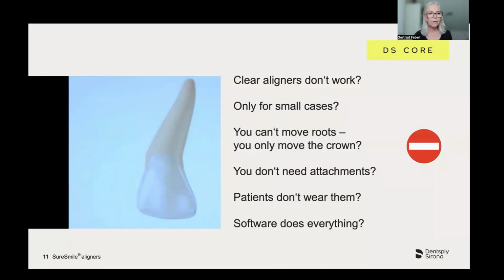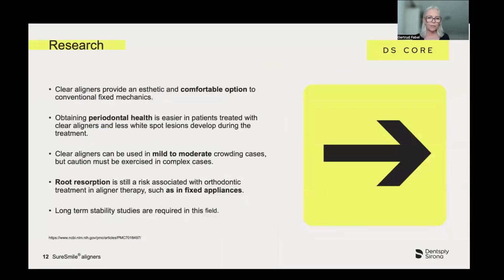It also includes being able to deal with objections, may they come from patients or from colleagues. What did you hear already? Aligners don't work. They work only for small cases. You can't move roots. You only move the crown. You don't need attachments. And patients won't wear them. Software does anything. Well, seeing studies, on the contrary, research speaks a completely different language.